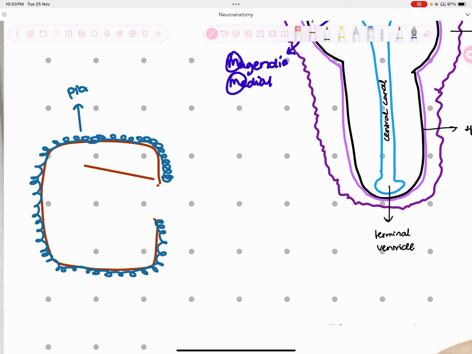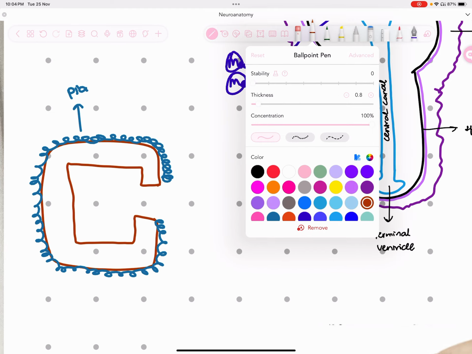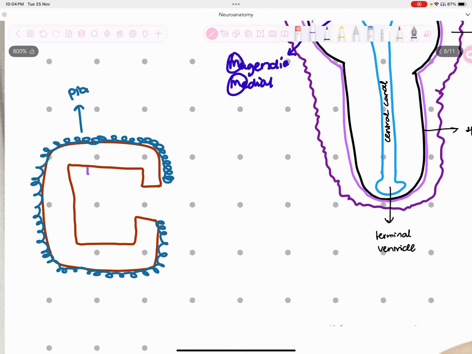And in the middle, you are going to find the cavity. This is the ventricle in the middle, right? And even more important, you will notice that this ventricle is lined inside with the help of ependymal cells. These are the ependymal cells that line the ventricle.